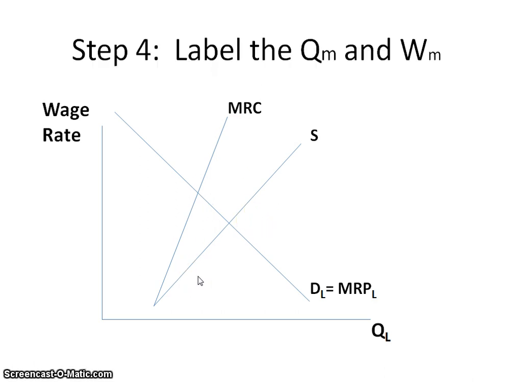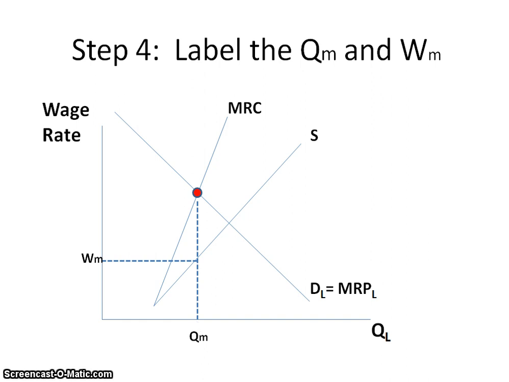Step four. Label the quantity of workers hired in the monopsony and the wage rate of the monopsony. So pause the screencast and follow step four. The formula that we use when we're looking at the amount of workers that is hired is MRC equals MRP. You draw a line straight down and that gives you the quantity of workers that is hired within the monopsony.